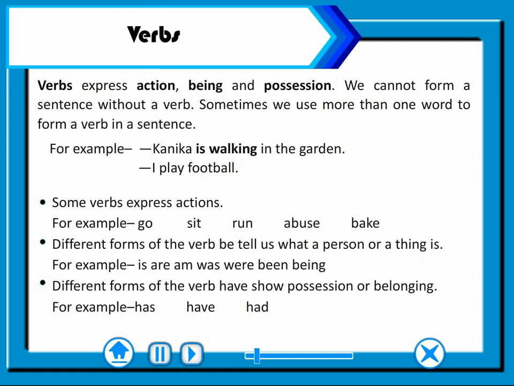Some verbs express actions. For example, go, sit, run, abuse, bake. Different forms of the verb be tell us what a person or a thing is. For example, is, are, am, was, were, been, being. Different forms of the verb have show possession or belonging. For example, has, have, had.